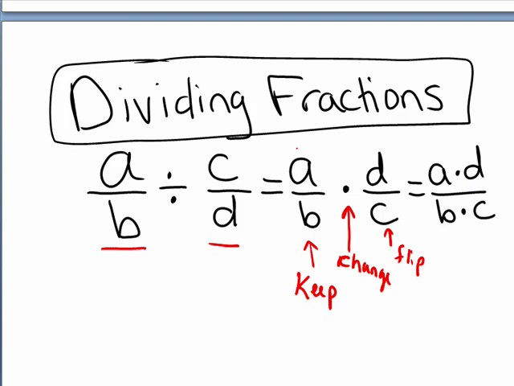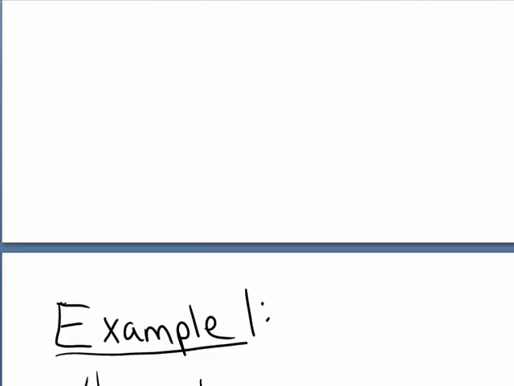So now I've turned my division problem into a multiplication problem. Division is the same as multiplication of the reciprocal. Now I can just multiply across the numerator to get a times d, and multiply across the denominator to get b times c. Let's try a couple examples.